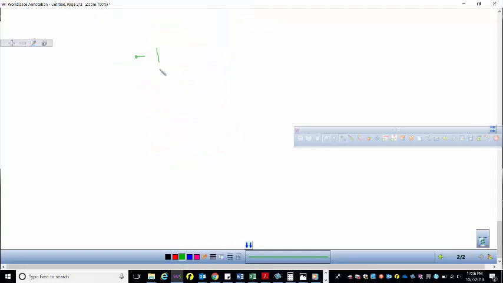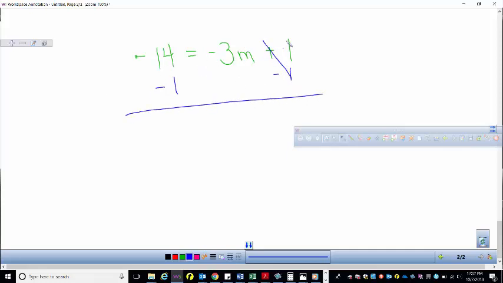I could say like negative 14 equals negative 3m plus 1. So here I have multiply, I have plus, so I'm going to do minus 1 on both the right side and the left side. Always has to be both sides, so these cancel. So I have negative 3m left on the right, negative 14, negative 1, negative 15. This is where I would suggest using calculators just to make sure you get the answer right.